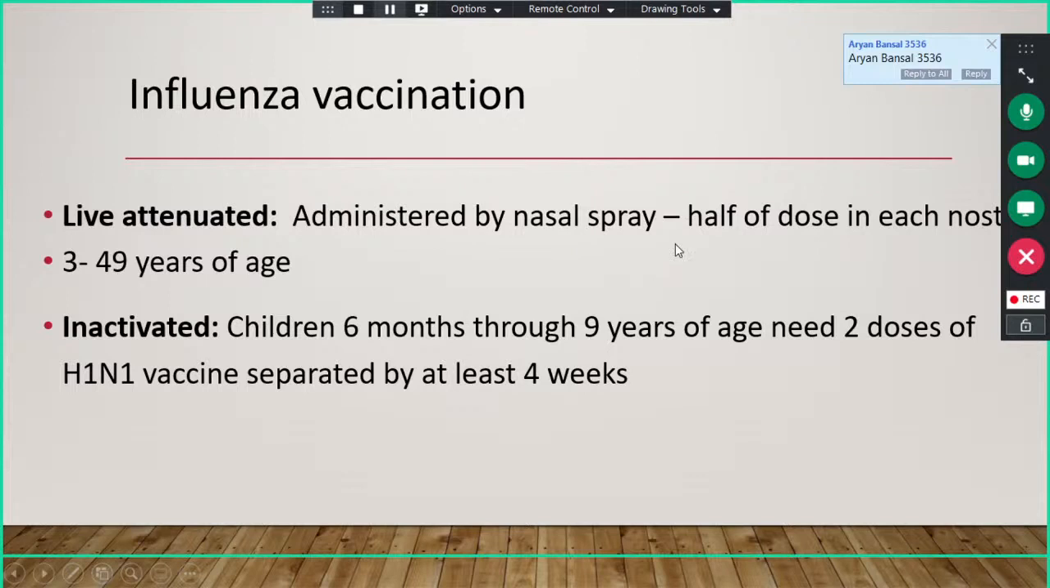by a nasal spray, half of the dose in each nostril, and it can be used between 3 to 49 years of age. Below 3 years and in the elderly, it is generally not recommended. And there is another one, inactivated, in which children 6 months through 9 years of age need 2 doses, and after that 1 dose, and it is to be administered every year.